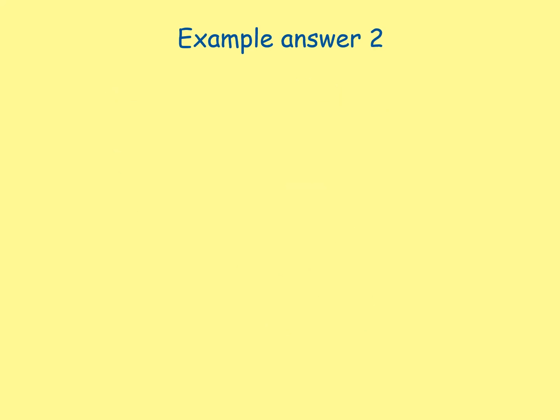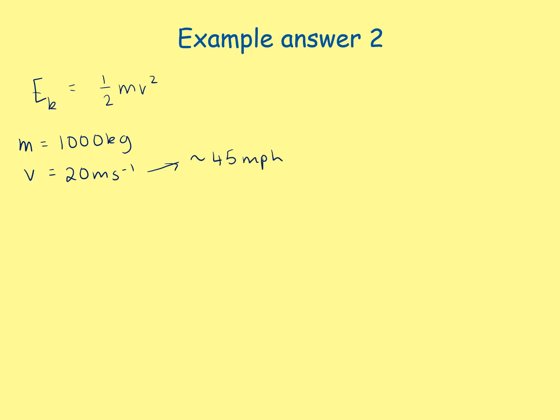Another way we could approach this question is by using our kinetic energy equation. So Ek equals a half mv squared. Again, we need to give estimates for this mass and this velocity. We can take the mass again to be 1,000 kilograms and our velocity to be approximately 20 meters per second. This 20 meters per second corresponds to approximately 45 miles per hour, which we know is a normal speed for a car to be traveling at. So our kinetic energy equals a half mv squared, which is a half times 1,000 times 20 squared, which is equal to 200,000 joules.